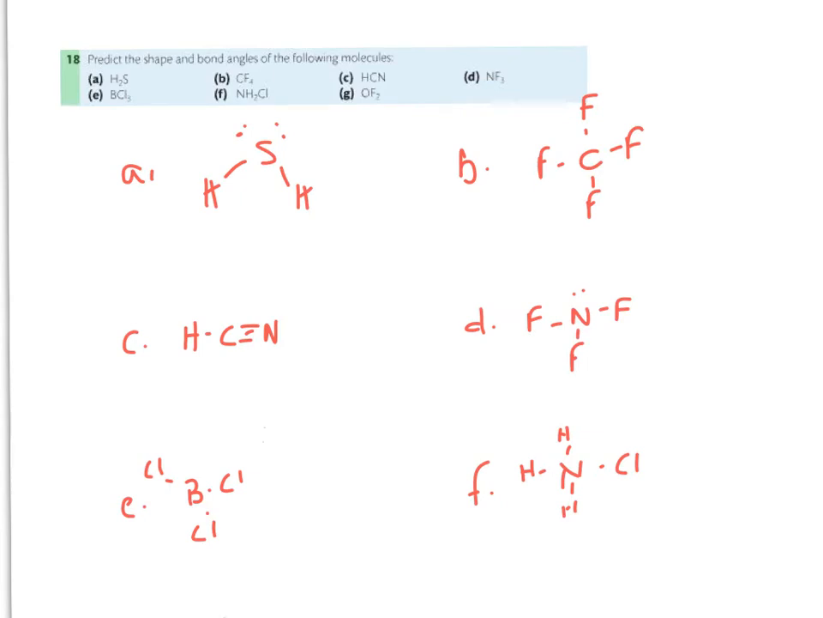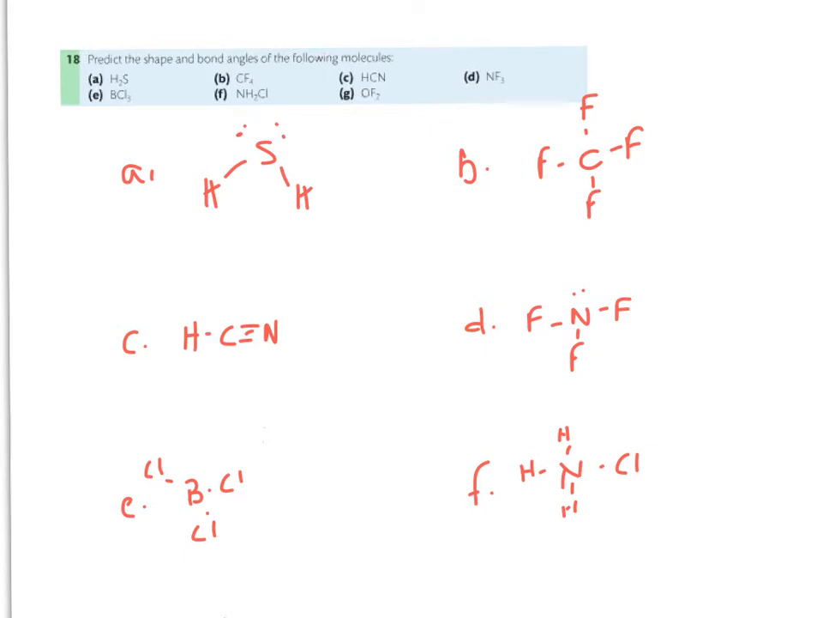In question 18, you're being asked to predict the shape and bond angle of the following molecules. The only way I know how to do it is to actually draw it. I mean, you can make a pretty good guess looking at the formula, but you never know when you're going to forget about a lone pair and screw it up. So to me, it's quickest just to draw it and be sure I'm thinking about it in the correct way.